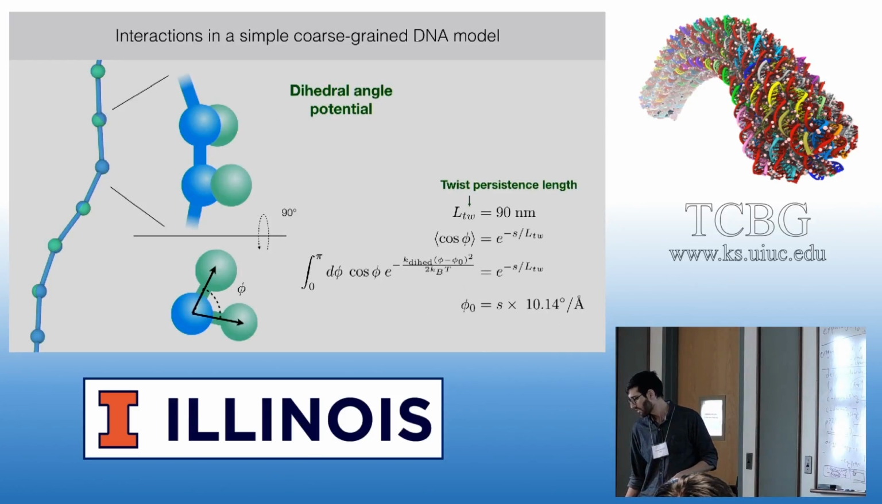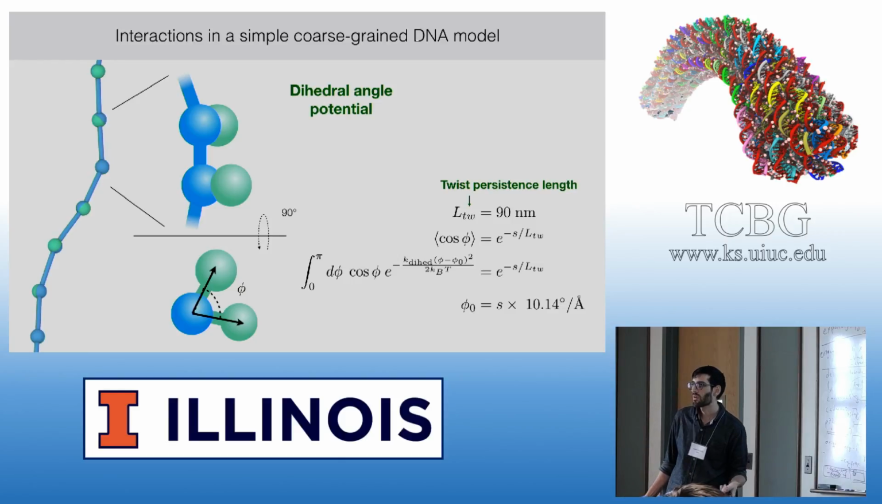Okay, so for the dihedral angle potential, we have a similar quantity, which is the twist persistence length. This is the distance along the DNA over which the twist, or essentially the orientation about the azimuthal angle of the DNA, or about the DNA axis, becomes uncorrelated. There are actually a number of experimental measures for that, but we've chosen 90 nanometers, which seems to be working pretty well.